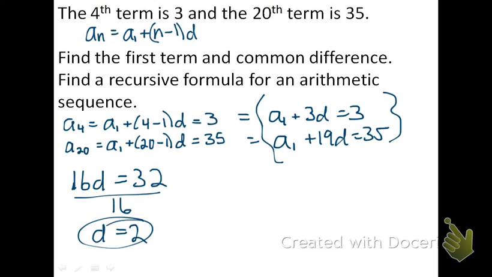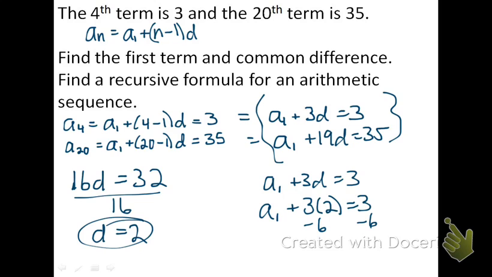Well, we still need to find the first term, a sub 1. So let's use our first formula, a sub 1 plus 3d equals 3. Well, we know d is 2. So a sub 1 plus 3 times 2 equals 3. Subtract 6 from both sides because 3 times 2 is 6. And we get a sub 1 equals negative 3. Okay, now we know our common difference is 2, and our first term is negative 3.